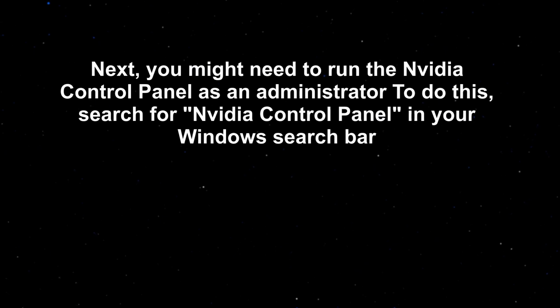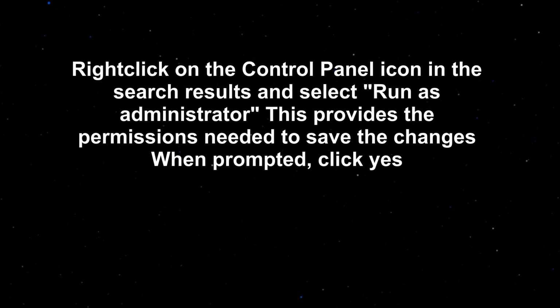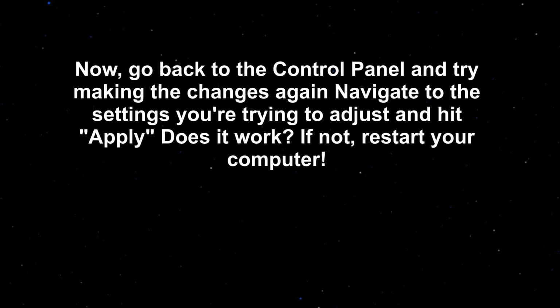Next, you might need to run the Nvidia control panel as an administrator. To do this, search for Nvidia control panel in your Windows search bar. Right-click on the control panel icon in the search results and select Run as administrator. This provides the permissions needed to save the changes when prompted. Click Yes. Now, go back to the control panel and try making the changes again.